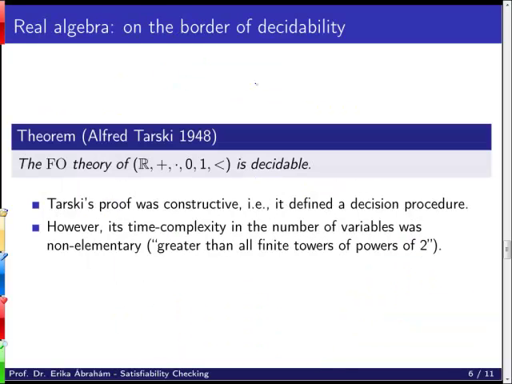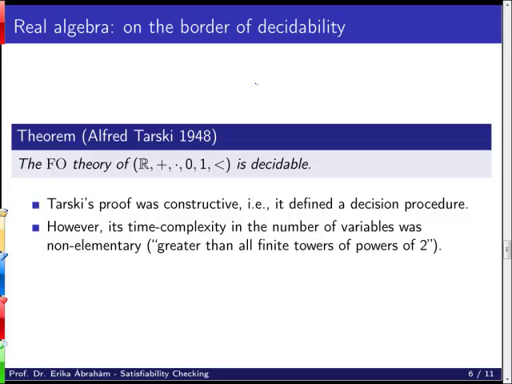So this is a remark on the border of decidability. I told you that this logic is decidable. We also use this notation to denote the logic, the reals with addition, multiplication, the constants, and comparison. And the first one who gave the proof that this logic is decidable was Tarski in 1948, so quite some time ago, but not so long as we could expect. And he gave a proof which was constructive. That means he gave a decision procedure, how to decide formulas in this logic.